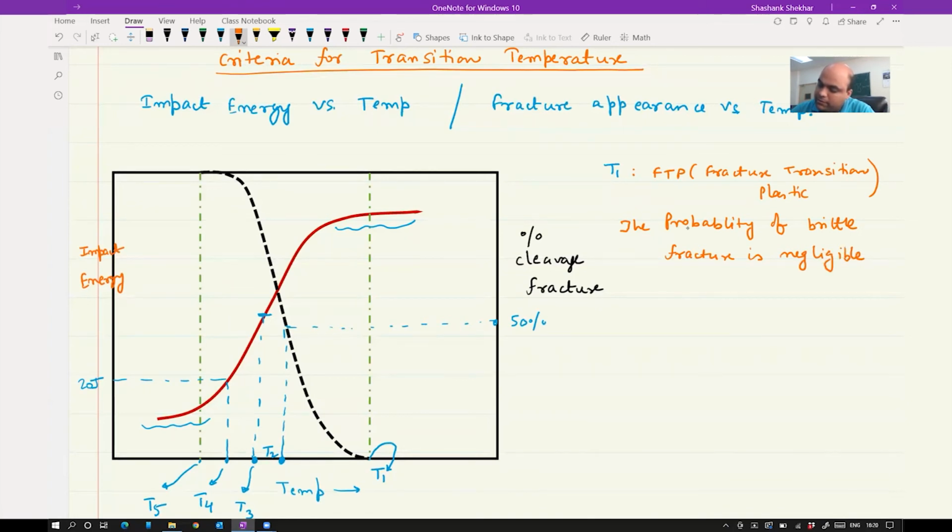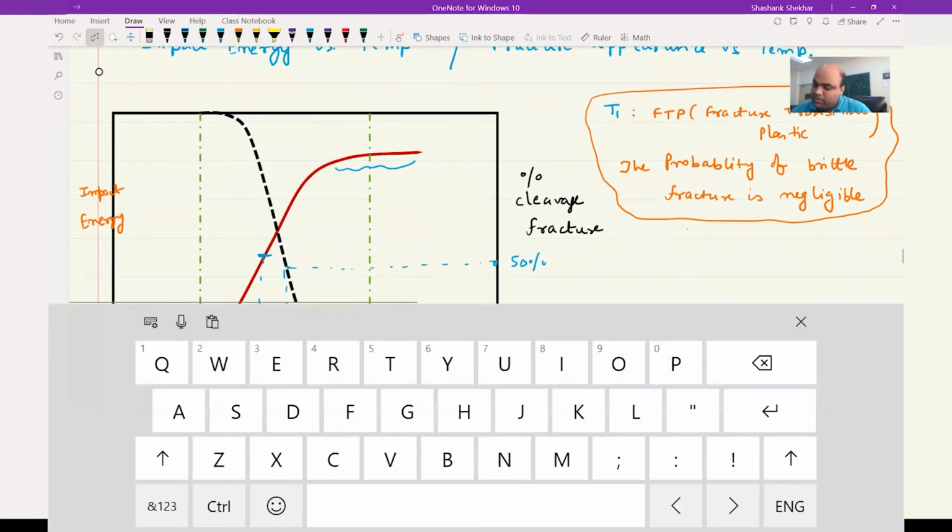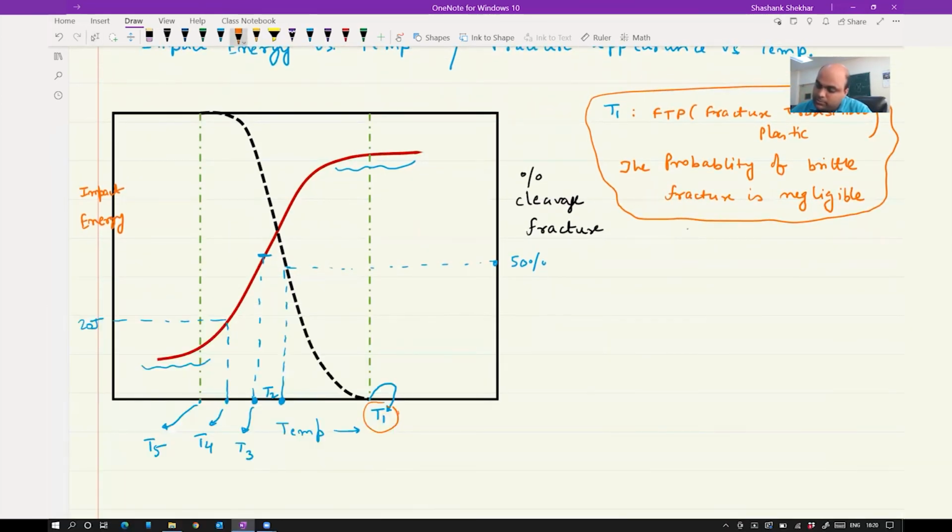Okay, this is your T1. And you can see it right in this plot here. So we are using the black plot, and you can see that the percentage cleavage fracture is almost 0. Okay, and that is what it says: the probability of brittle fracture is negligible. So that is T1. Next is T2.